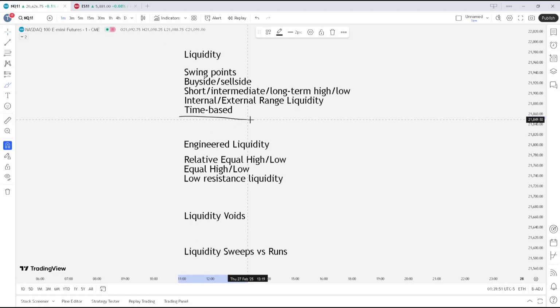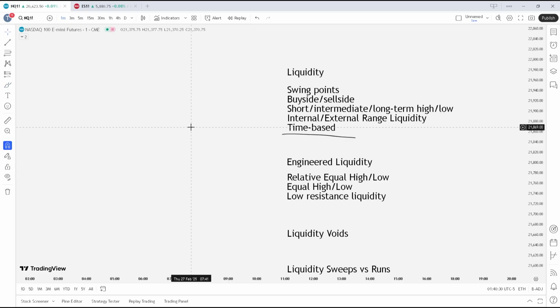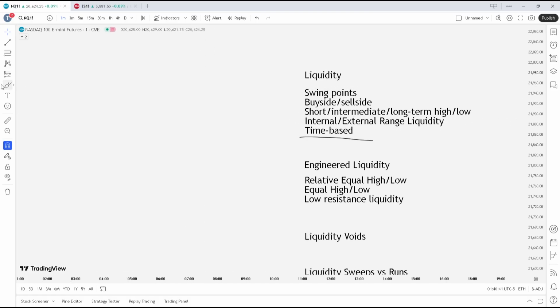All right, so we have these time-based liquidity pools. I mean, I just said it, but these are probably the most important ones that I use. I look for reactions off of these liquidity pools. I look for these to act as a drawn liquidity, and it's just so important. So basically what these time-based liquidity pools are, ICT has kill zones, or they're essentially just sessions that ICT divides the day into. So what do we have?